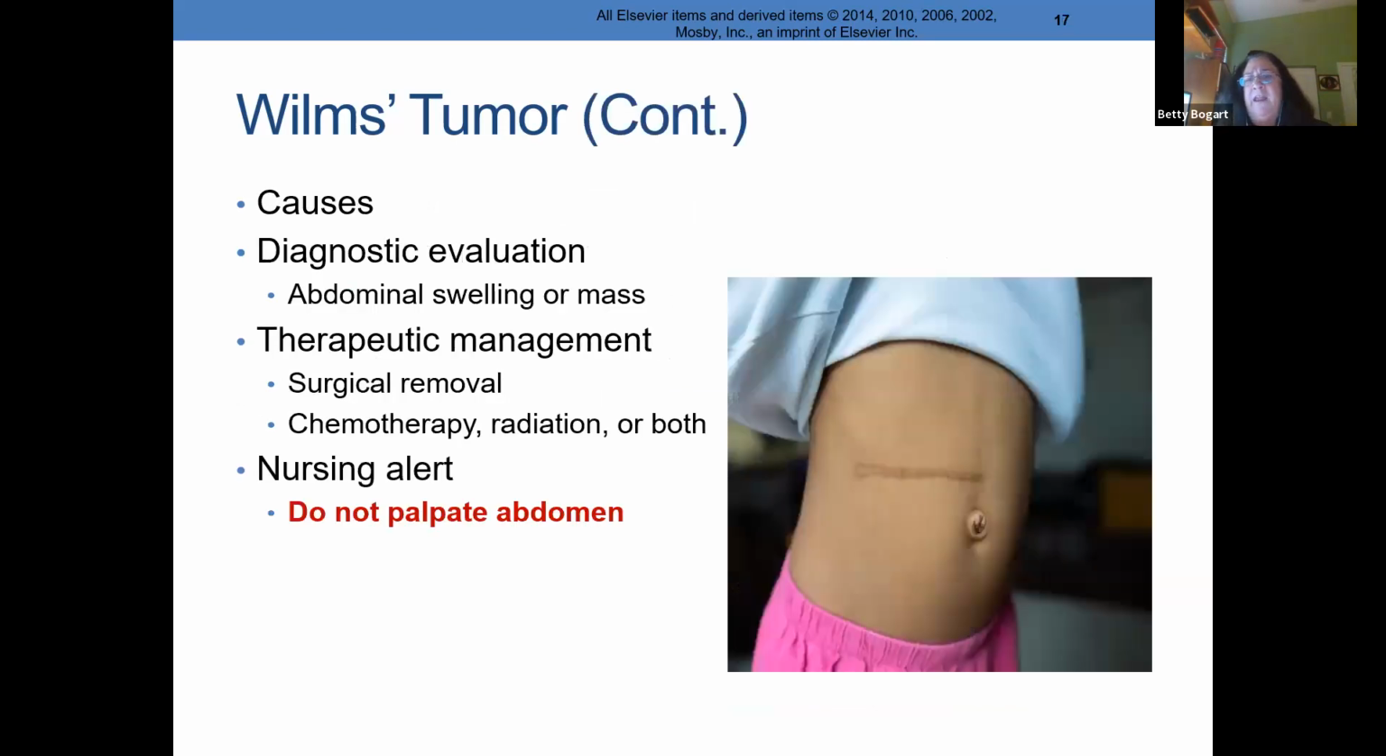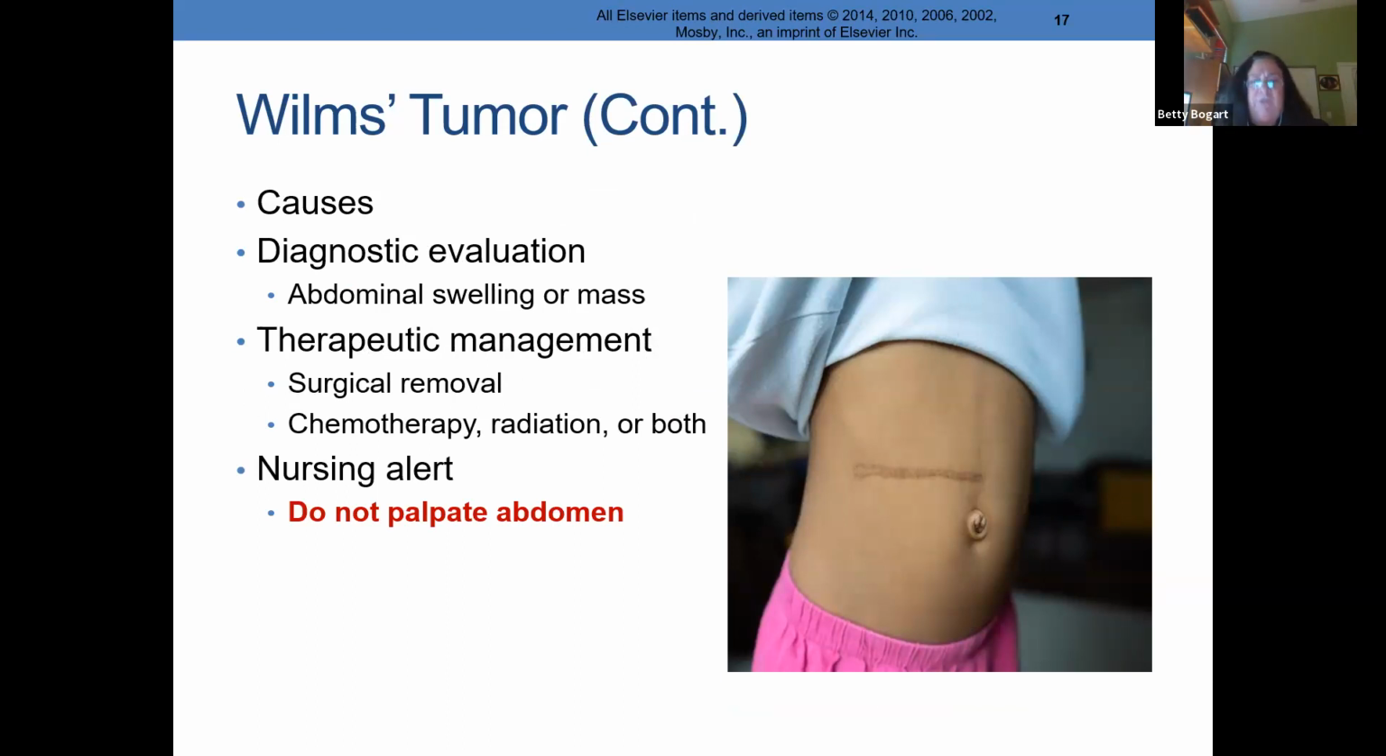Now, one of the things about this tumor is that it's a solid mass, but with manipulation, little microemboli or metastasis can occur. So do not palpate that abdomen once you know better. This tumor, we don't even do a biopsy. We are not going to puncture that with a needle because, again, it'll spread the tumor around.